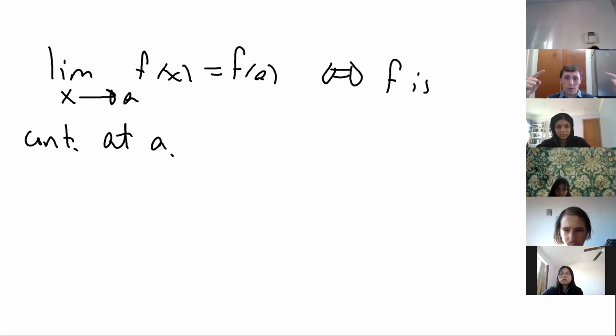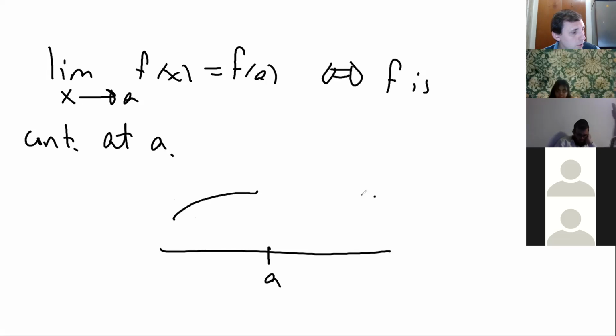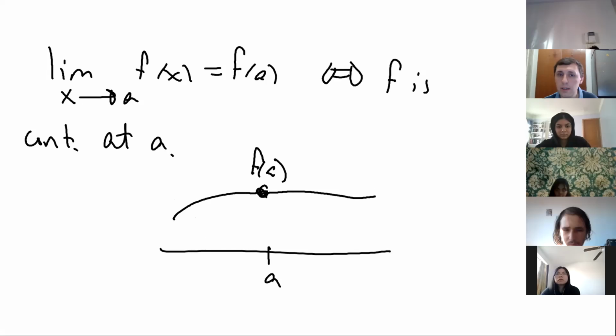What does it capture? It means this idea, guys. Here is my graph. Here is the point a. If I walk x towards a, either left or right, f of x will merge at the point f of a. You agree? As you move your x, f of x should move closer to f of a. That's continuity. Good?